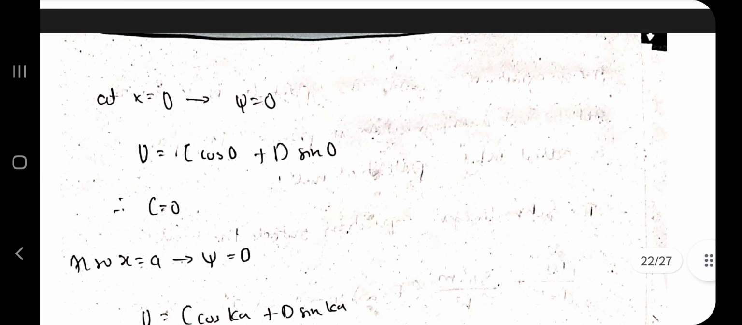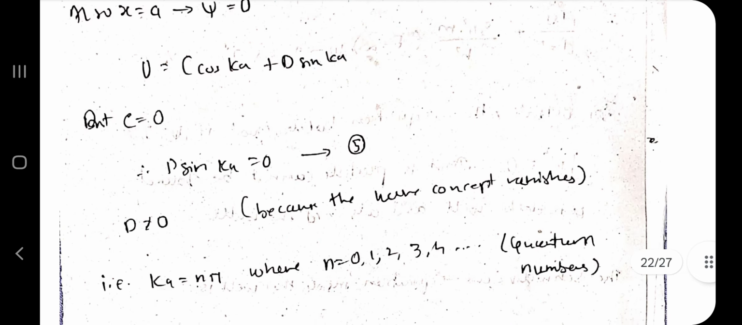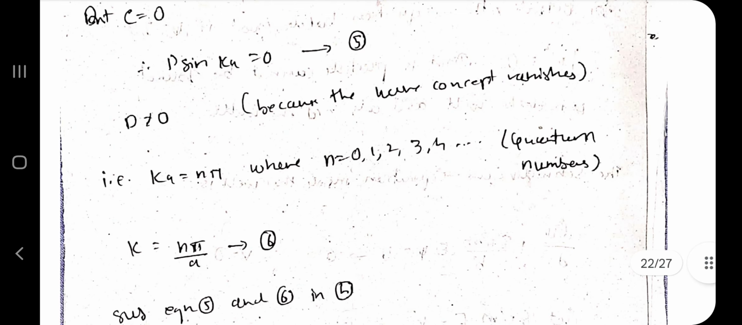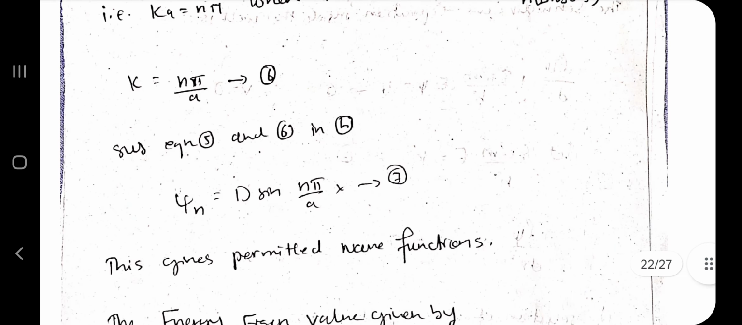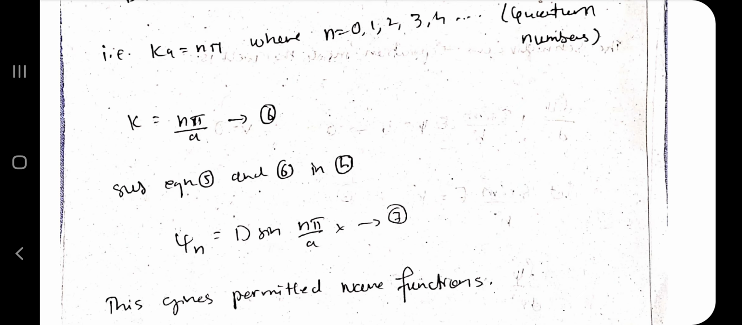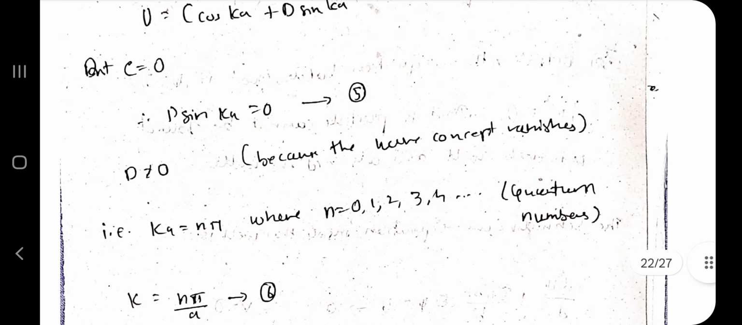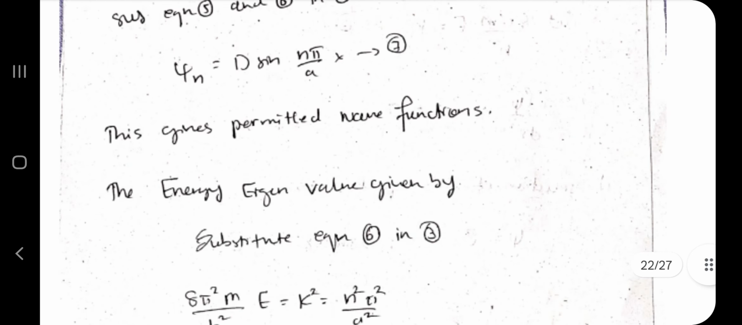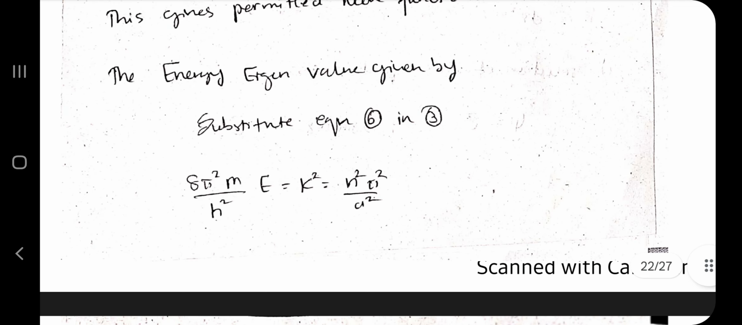After that, finding out the values of c at x is equal to 0 and psi is equal to 0, we get the value of c here. In the same way we get the value of d as well. After that, if we substitute the values of k, we get k is equal to n pi by a, and equations 5 and 6, which are this equation and this equation, in equation 4, which is this equation. Substituting the values of c, d and k here, we obtain this equation.